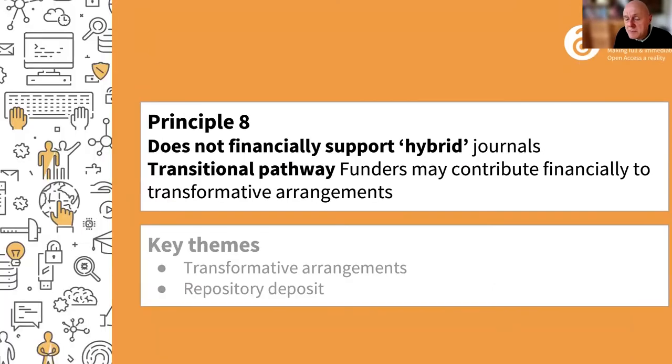Sally, principle 8. Coalition S funders state categorically that they will not support publication in subscription journals that offer an open access option. They're commonly called hybrid journals. There's a detailed piece on the Coalition S website that states the many reasons for this. However, they may contribute financially to business models that are described as transformative arrangements towards a full open access environment.